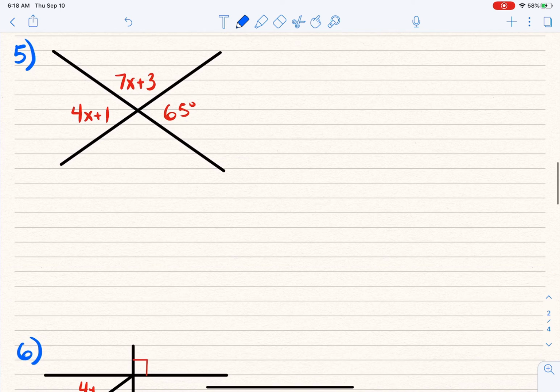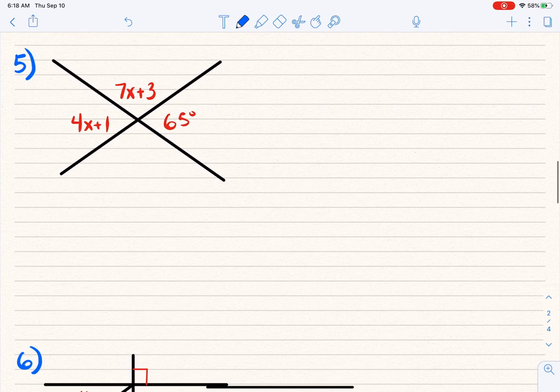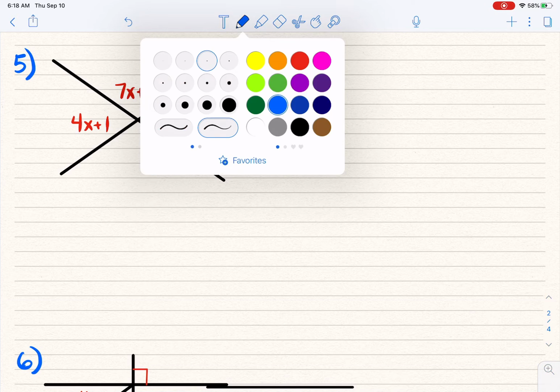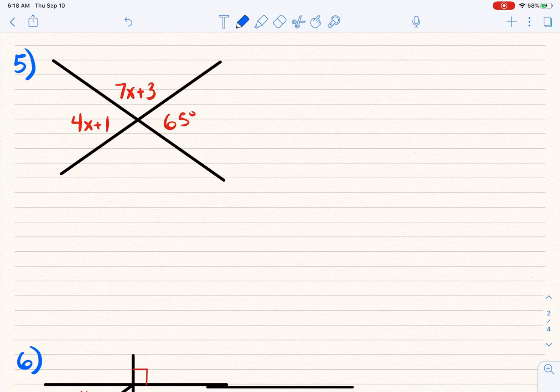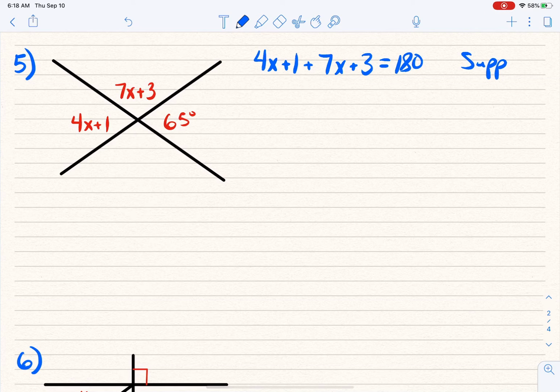All right, number 5, there are 2 different ways you could have done it. There's an easier way, and there's the really easy way. So the easy way is to do exactly what we've talked about before, and say that 4x plus 1 plus 7x plus 3 is equal to 180. And why is that true? Well, because those two are supplementary angles, or they're a linear pair. Simplify, and you get 11x plus 4 is equal to 180. And now all we did there was simplify. Then go ahead and subtract 4 from both sides.